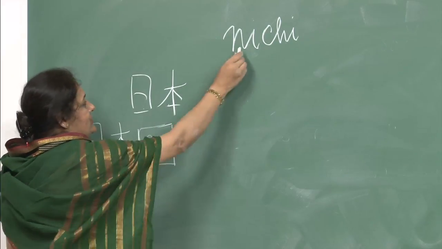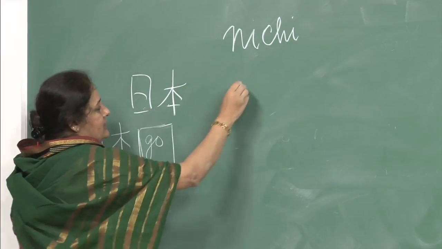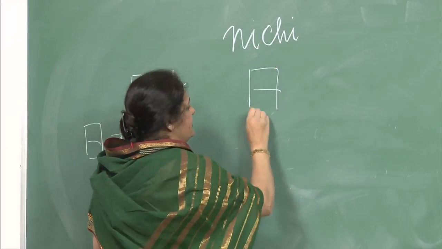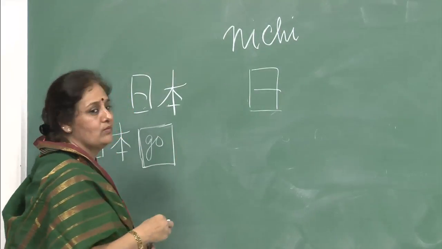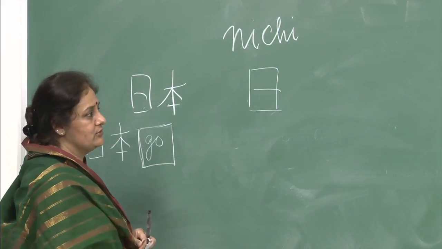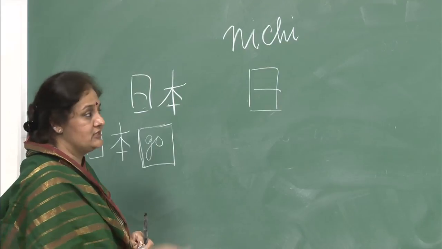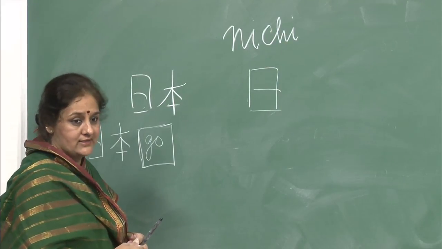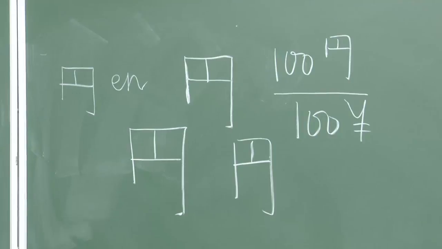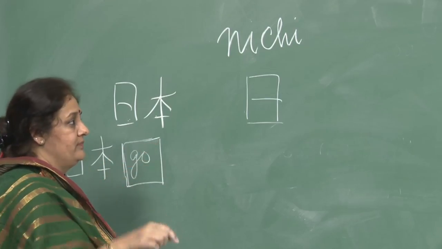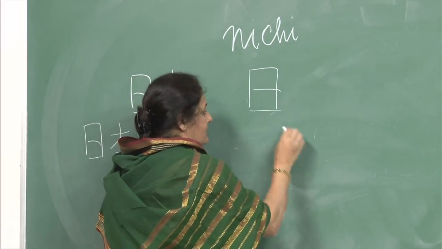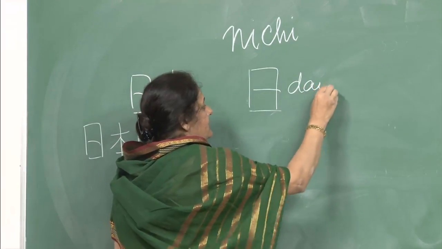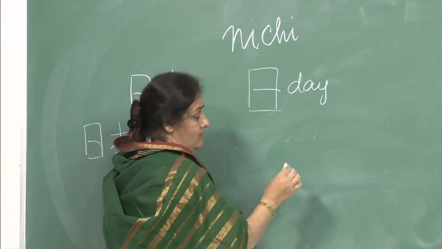Nihon. So, this character, Nichi. How do you think this character has come into being? What does it mean? What does it signify? Like I just told you, yen is for circle and is being used for money now as a currency, because money in olden days was either round or elongated. What does this character signify? Well, this is related with day somehow.